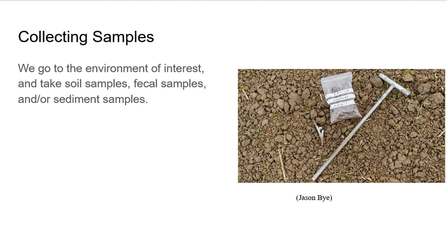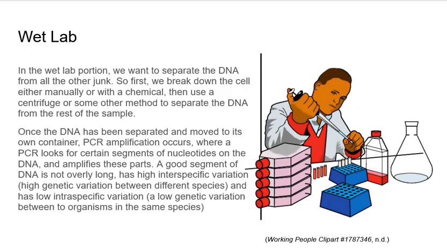Then we take that DNA out, put it in its own container, and we move on to a step called PCR amplification. In PCR amplification, we look for certain sections of nucleotides that tell us, oh, this is a very good gene to choose to look at. And then we amplify these segments. In other words, make many more of these.